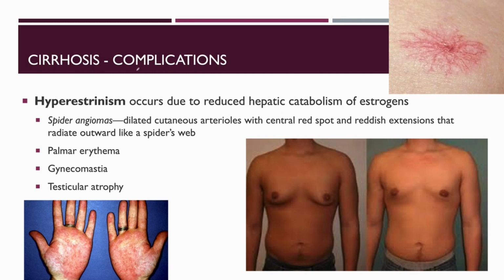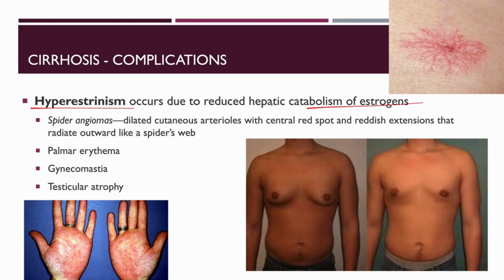Another complication of cirrhosis is hyperestrogenism. So the liver is responsible for metabolizing estrogen. Estrogen circulates through the blood in both men and women. Because the liver is not working properly, there's damage, we get decreased catabolism of estrogen. So we build up estrogen in our blood.